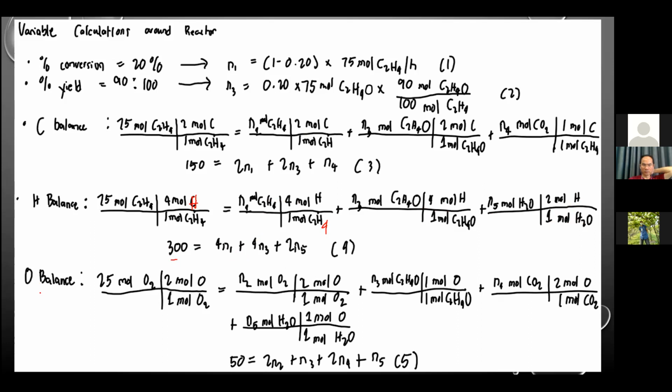And then lastly for the oxygen balance, this is the input. So we need to multiply the molar fraction of O2 with the knowledge that in 1 mole of oxygen gas there are 2 moles of oxygen. And then the right hand side is the output, the unknowns.